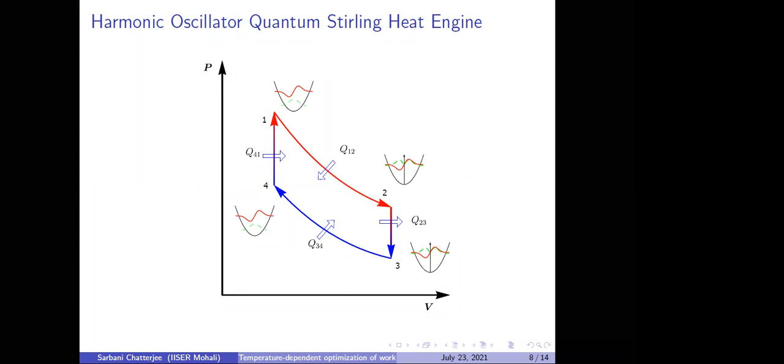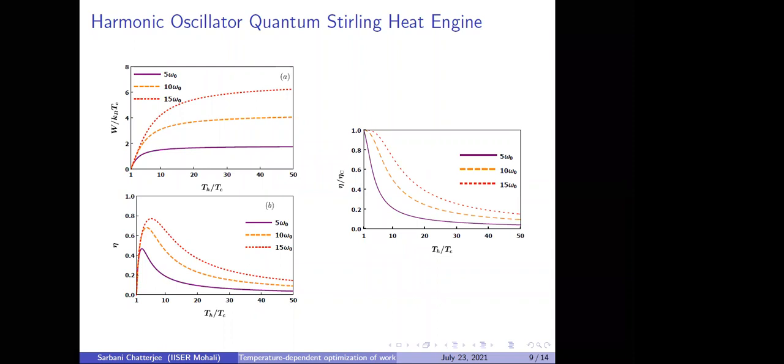I guess I had missed out the fourth process. So in the last process from 4 to 1, the system is detached from the cold bath and is reconnected again to the hot bath, which raises the system to its initial temperature. Now this completes one full thermodynamic cycle. So let us have a look at the results that we obtained for the quantum Stirling heat engine with a harmonic oscillator as the working medium.